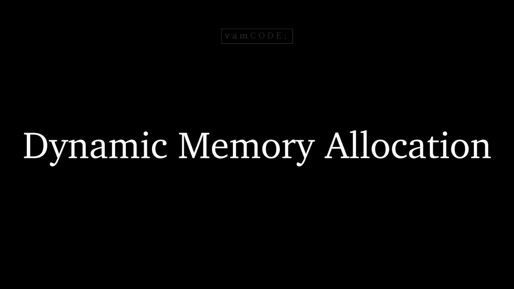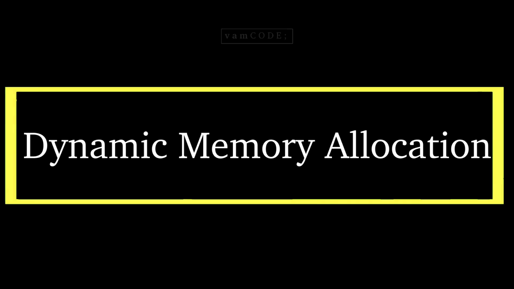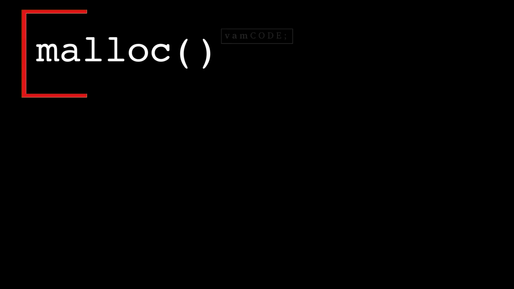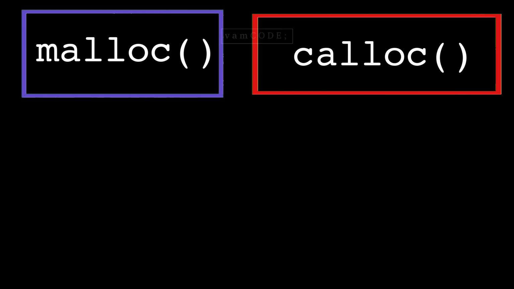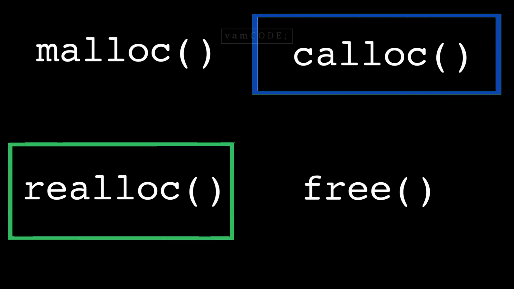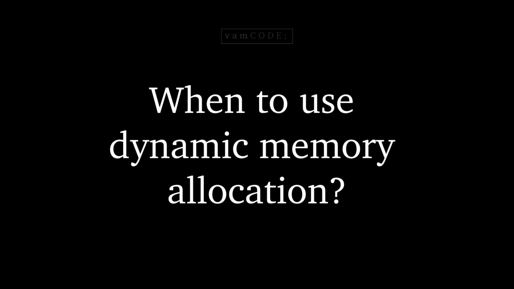In today's video, as the name suggests, we will be looking into dynamic memory allocation. We will go through the four main pillars of dynamic memory allocation, which are the malloc, calloc, realloc, and free functions. So let's start. First of all, we need to know when to use dynamic memory allocation.